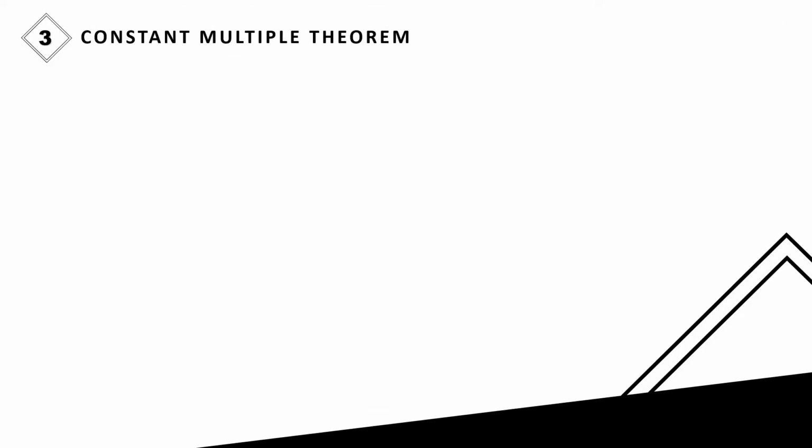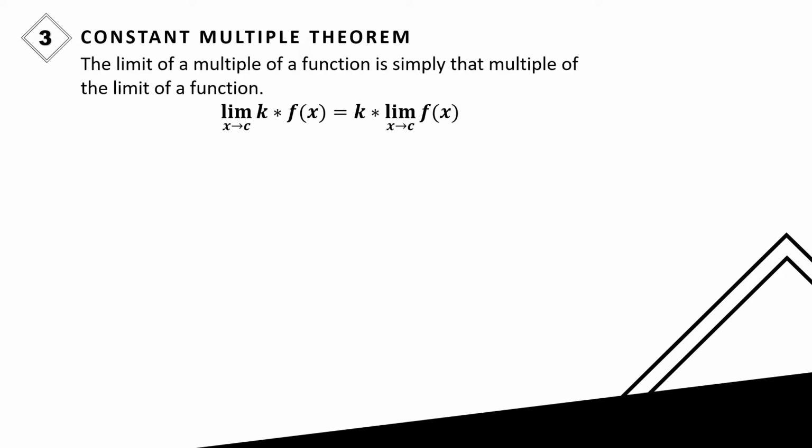So we have the third one. We have the constant multiple rule. So the limit, sabi dito, the limit of a multiple of a function is simply that multiple of the limit of a function. So meron tayo itong multiple and then meron din tayong function. Na kung saan, sabi natin, the limit of a multiple of your function is simply the multiple of the limit of your function. So, lumabas na yung limit of f of x as x approaches c na sinabi natin kanina, we assume that is equal to L.